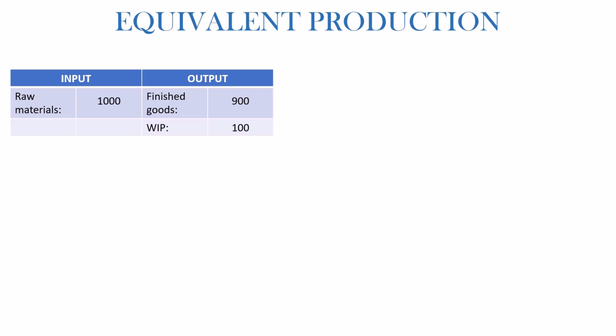This is our input. Now for our output, we have finished goods of 900 units and work in progress of 100 units. Here, finished goods is a shirt with 4 buttons and work in progress is anything between raw materials and finished goods. So a shirt with 1, 2 or 3 buttons. On finished goods, obviously all work has been completed. So we say degree of completion is 100%.